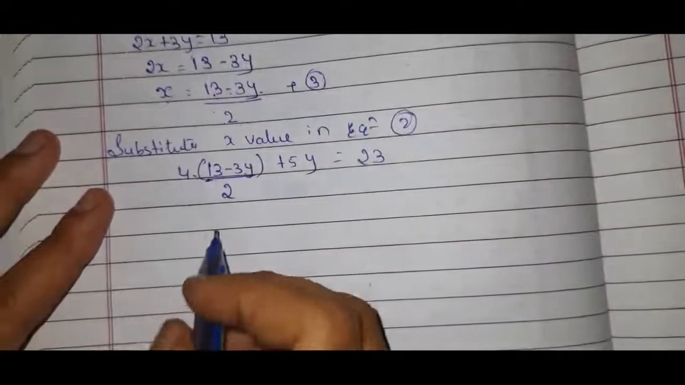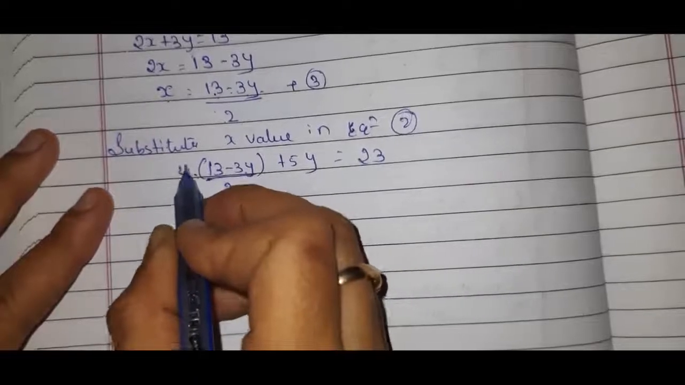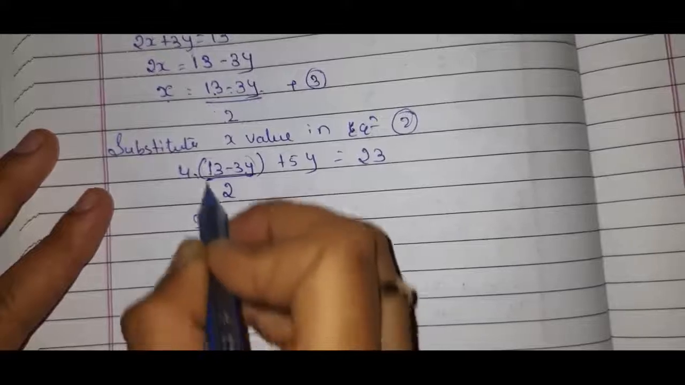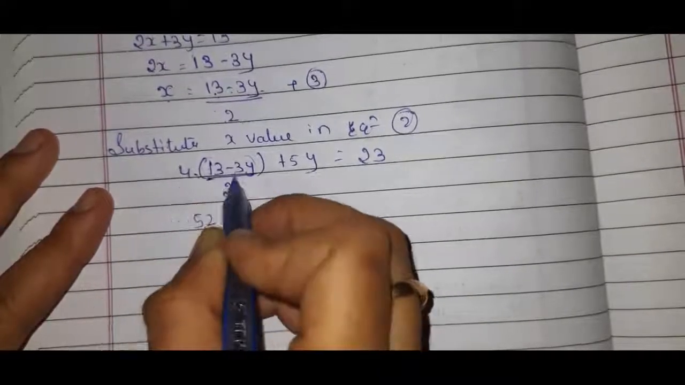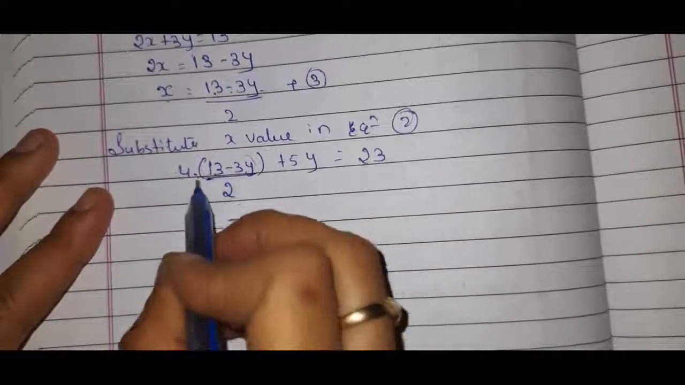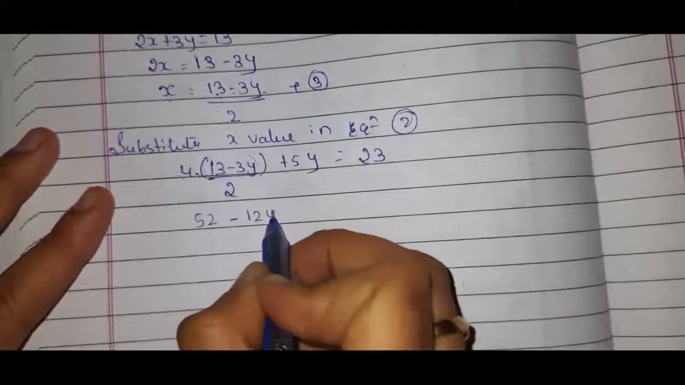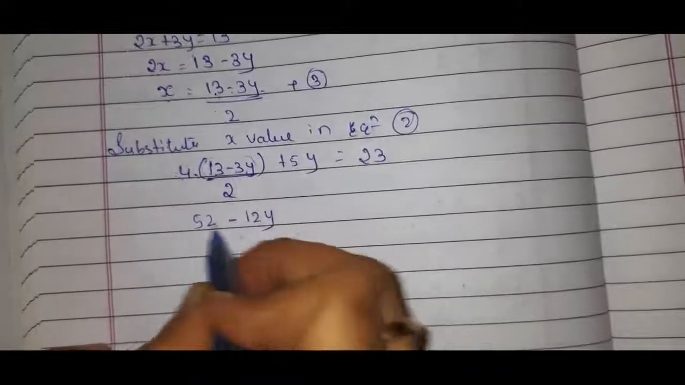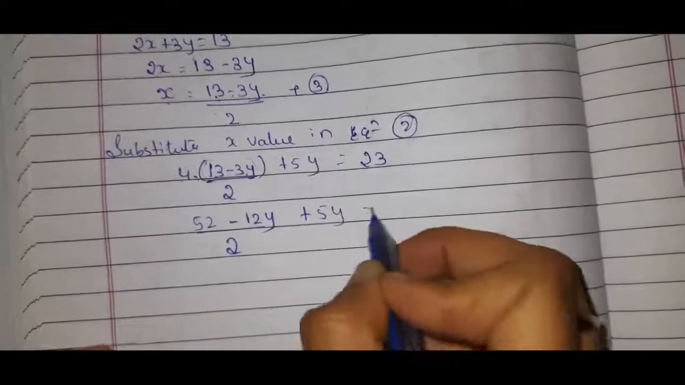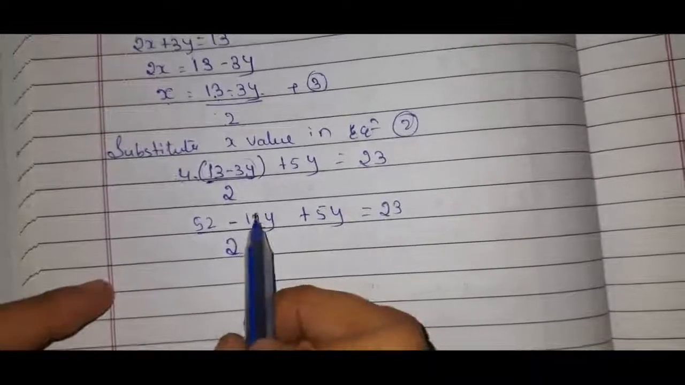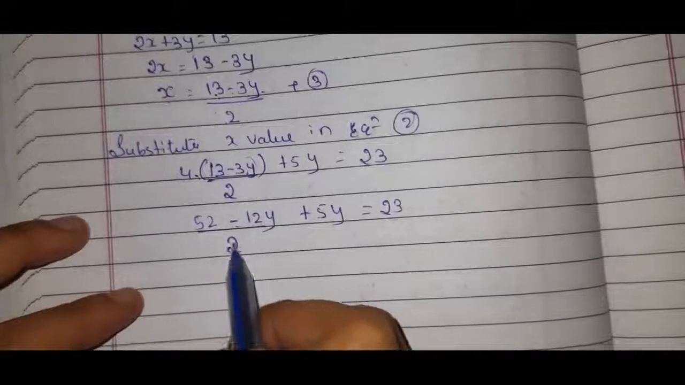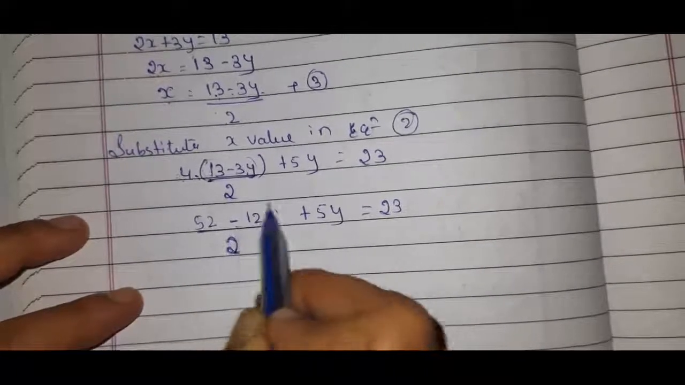First multiply here. This 4 is multiplied to this whole term. 13 fours are 52. Plus into minus, minus. 4 threes are 12. 52 minus 12y divided by 2 plus 5y equals 23. Students, don't calculate this 12y and 5y. Why? Because this 2 is dividing this whole term.